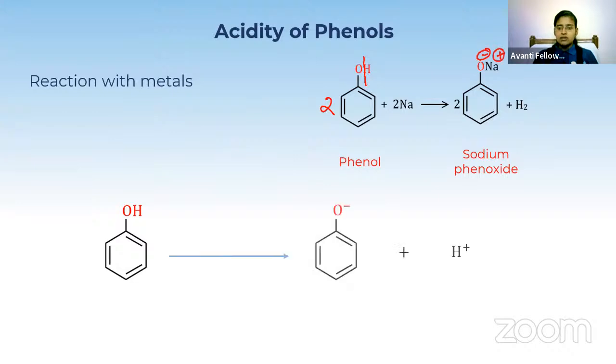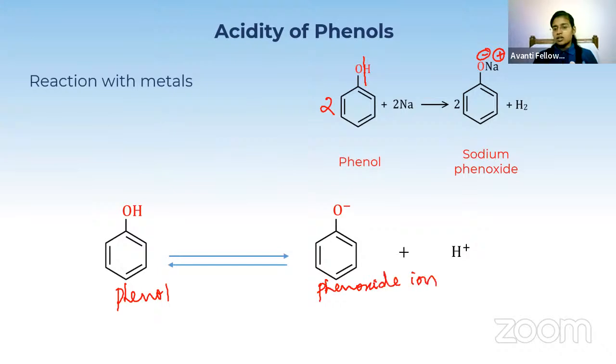So this phenol will form O minus and H plus actually. And these two: this is phenol, and this is phenoxide ion.